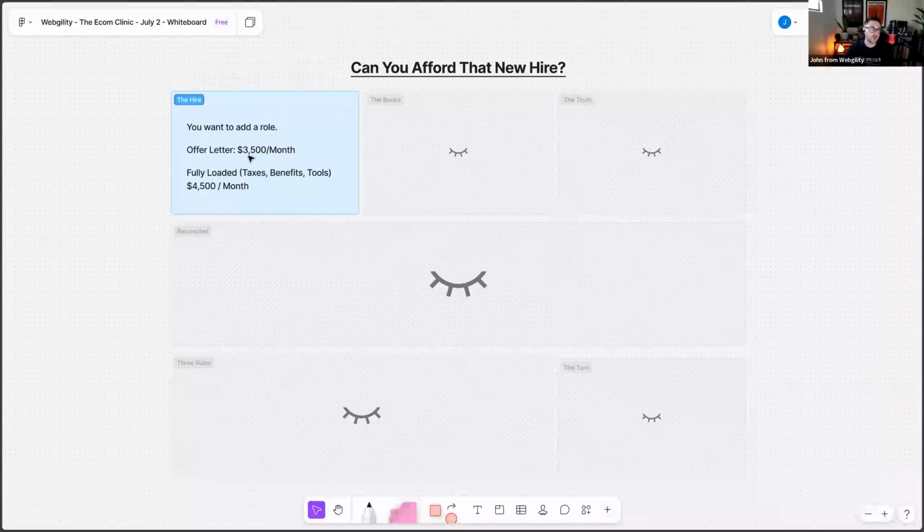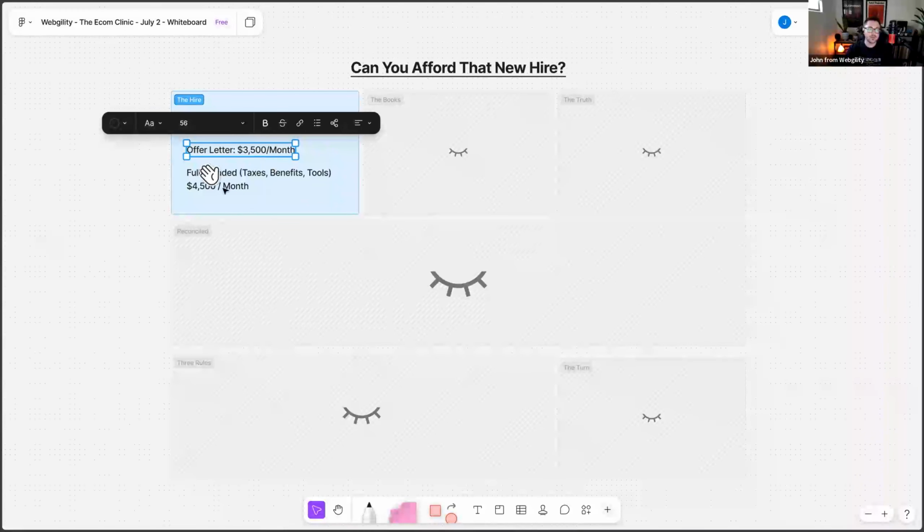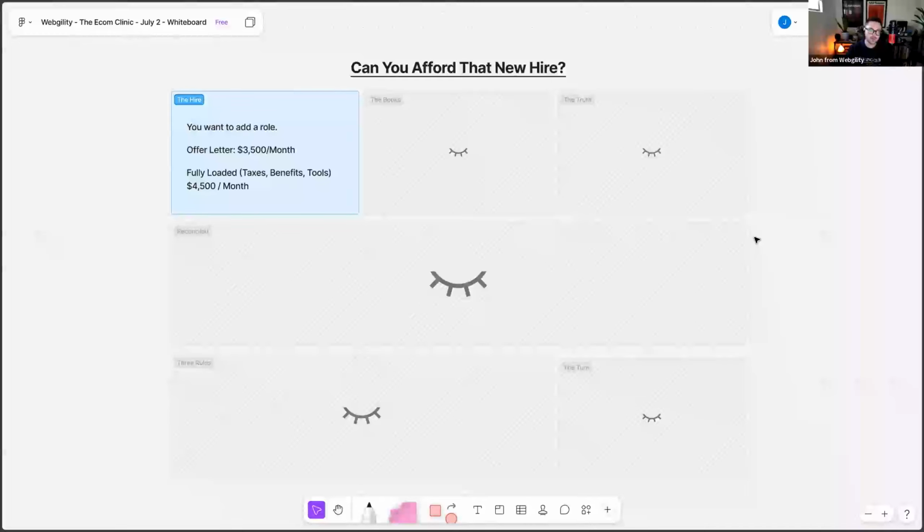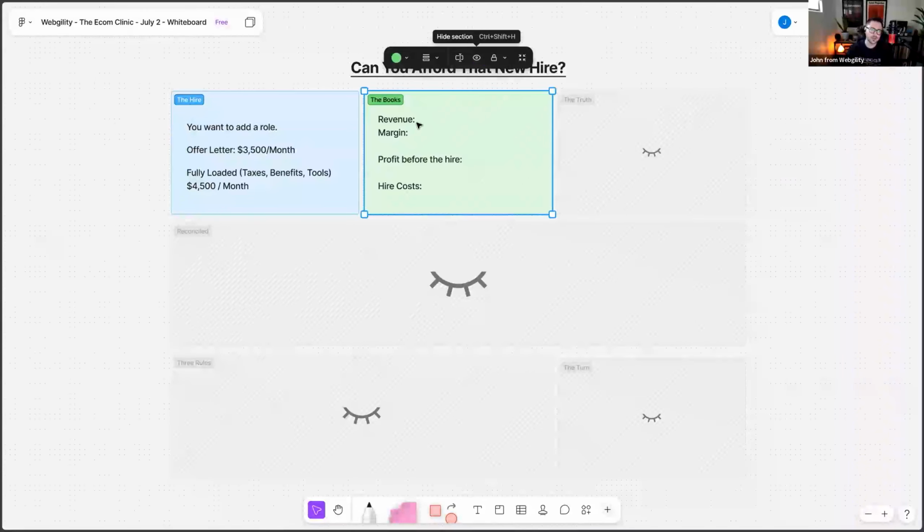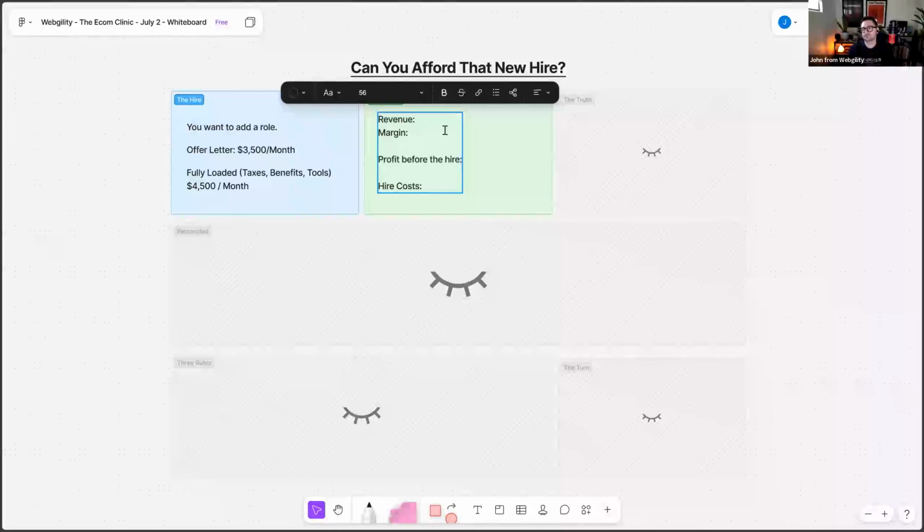So again, you want to add the role. The offer letter is $3,500 a month, and the fully loaded taxes, benefits, and tools comes out to $4,500 a month. So only $1,000 more. And then you go and look at your books, right? So your books say your revenue is 50K. Your margin looks like 38%, we'll say. And your profit before the hire is $12,000.